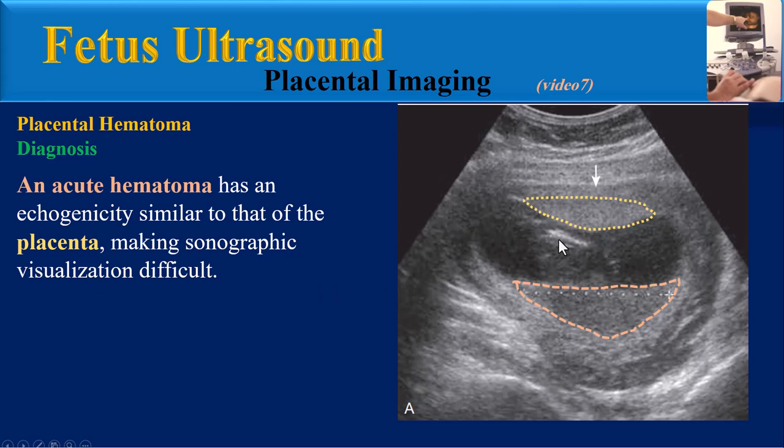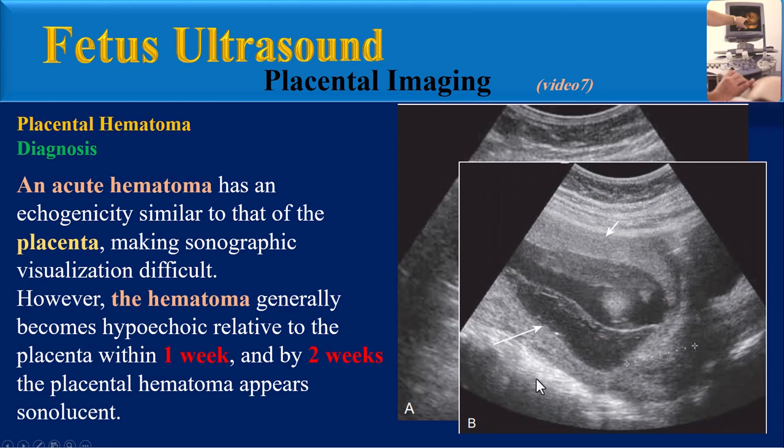This transabdominal view of the uterus in the second trimester shows an acute subchorionic hematoma. As we can see in this image, the hematoma shows the same echogenicity as the placenta. However, the hematoma generally becomes hypoechoic relative to the placenta within 1 week, and by 2 weeks the placental hematoma appears sonolucent. This transabdominal mid-sagittal view of the same patient demonstrates the subchorionic hematoma more hypoechoic and located overlying the cervix.